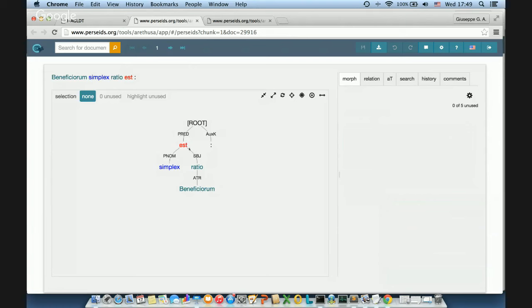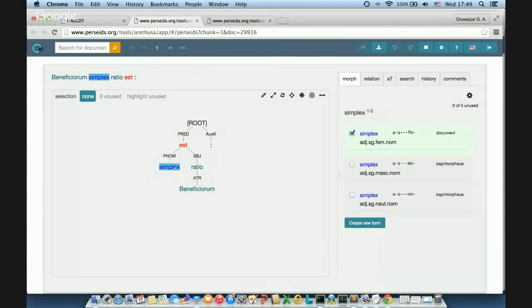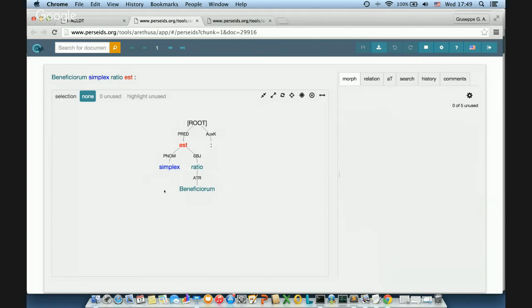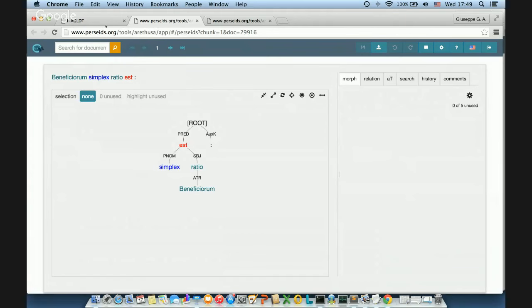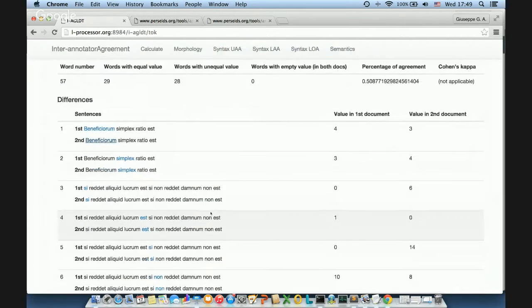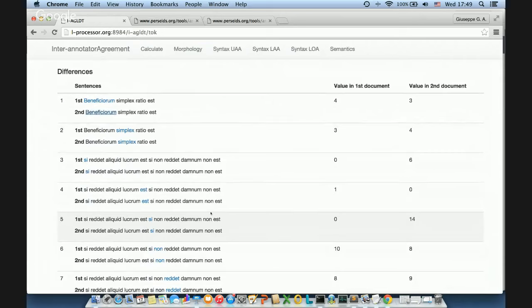So, for example, I would say that this is the kind of annotation that I would do. The logic of the benefits is simple. So this is the right annotation. So the other annotator had some problems, and again, this can be immediately solved if you compare the two annotations.